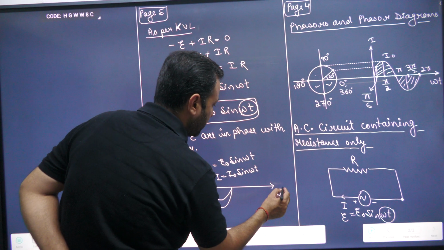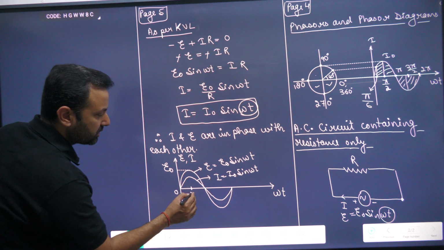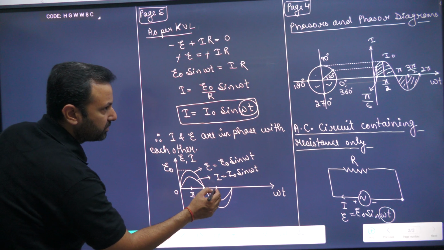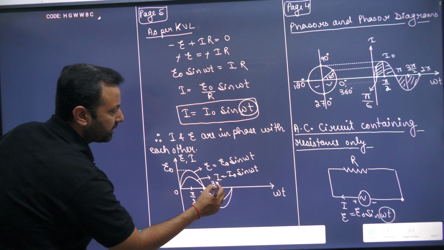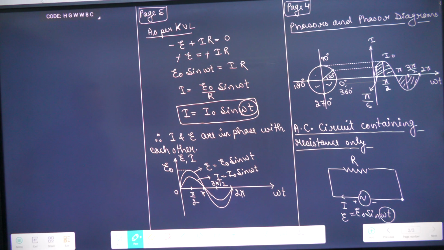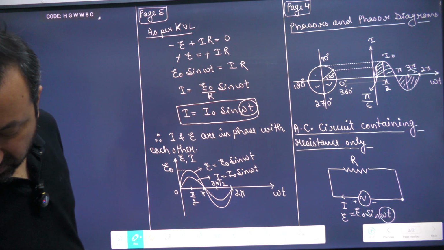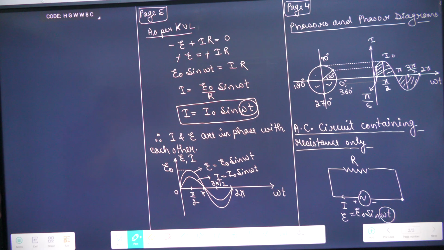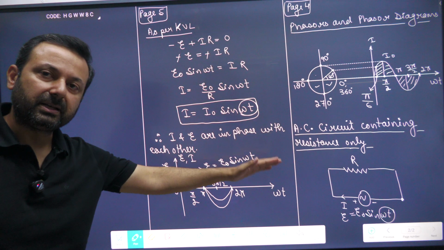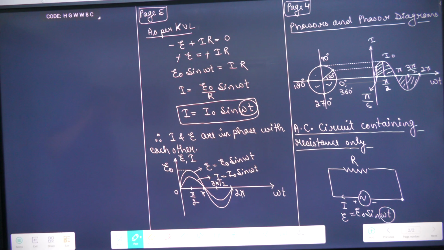On the x-axis we have omega t here. This one is 0, this one is pi by 2, this value is pi, this value is 3 pi by 2, and this value is 2 pi. So this was the graph of E and I versus omega t. Now we will draw the phasor diagram for a resistive AC circuit. Resistive means an AC circuit which contains only a resistance.